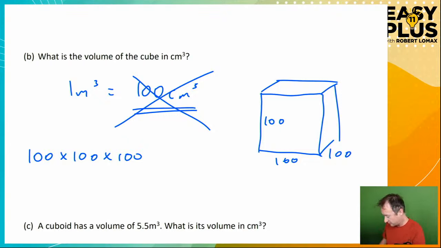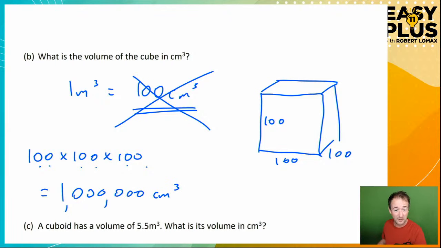Well, we've got 1, 2, 3, 4, 5, 6 zeros. So it's 1 and 6 zeros. So it is, as some people have correctly put in the comments, 1 million centimeters cubed.